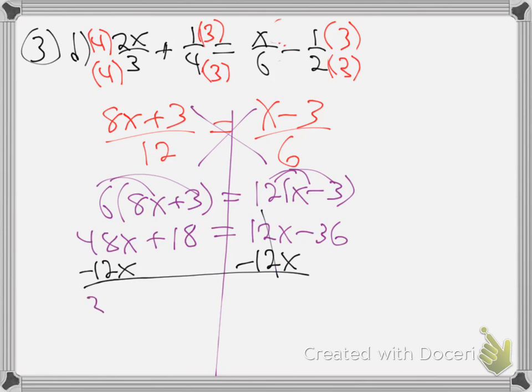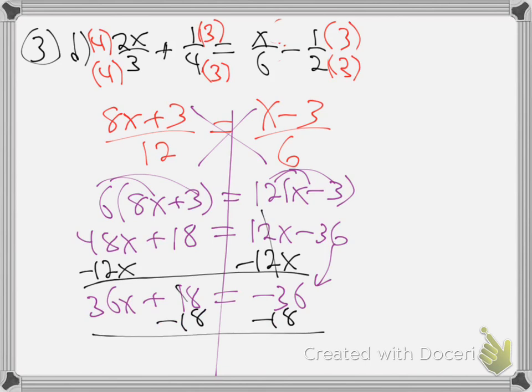And then, so what do we got here? 36x plus 18. And this is minus 36. So now we've got x in only one spot. See how that works? If you have x in two spots, just get rid of one of them. What's my next step to get x alone? Yeah, get rid of the 18. Subtract 18. That's gone.